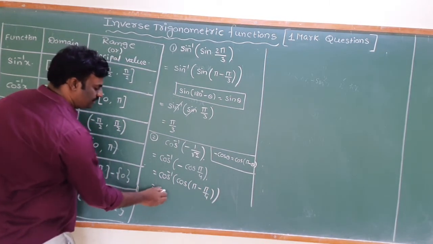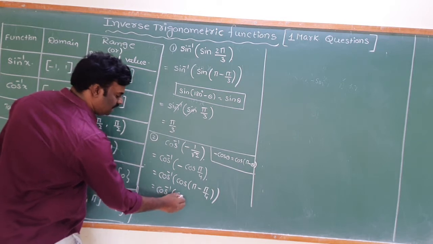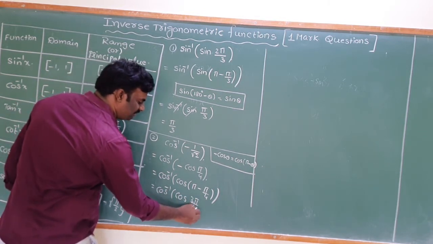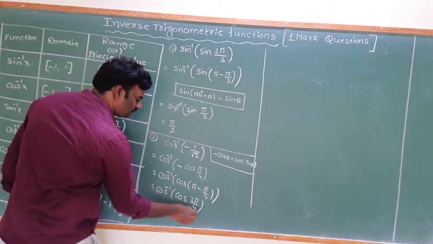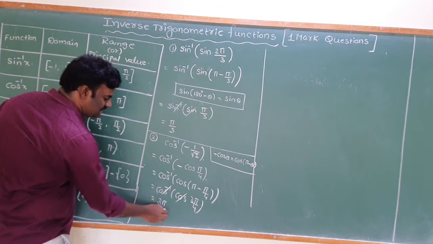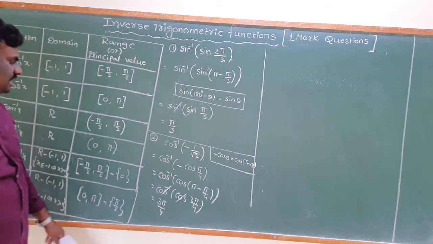That equals cos inverse of cos of pi minus pi by 4, which is 3 pi by 4. Cos and cos inverse get cancelled, so 3 pi by 4 is the answer. Is the answer right or not?